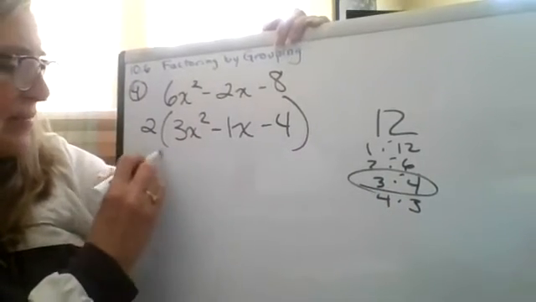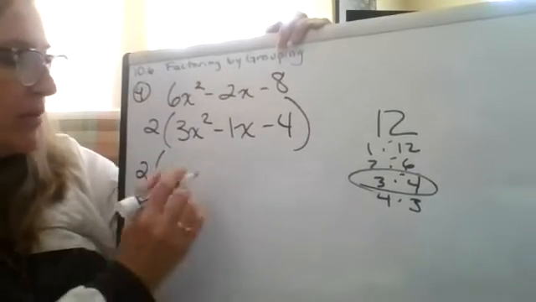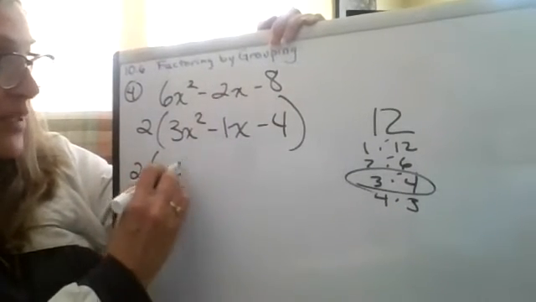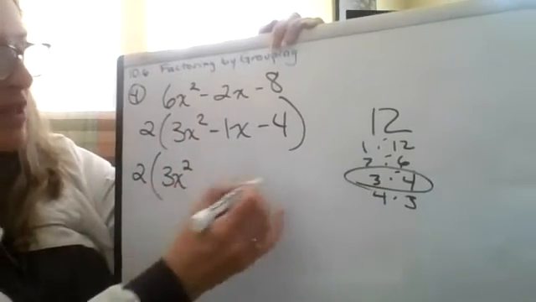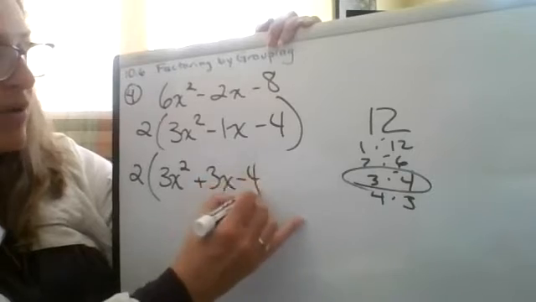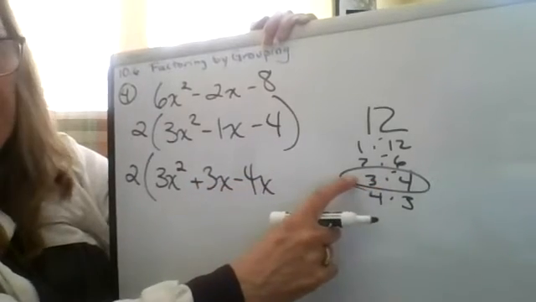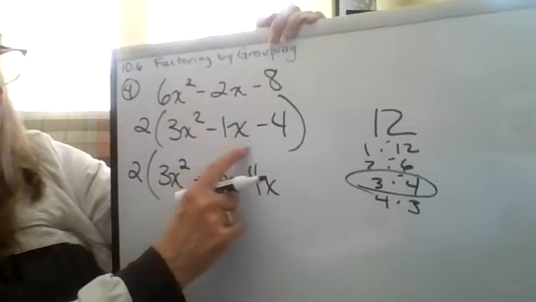So let's set it up. I'll leave the 2 out front. And now what I'm going to do is rewrite it the way I did the others. The first term gets written as it is, but my negative 1x is going to be written as this. So I'll write positive 3x minus 4x. And there it is, positive 3 minus 4. And doesn't that equal negative 1x?